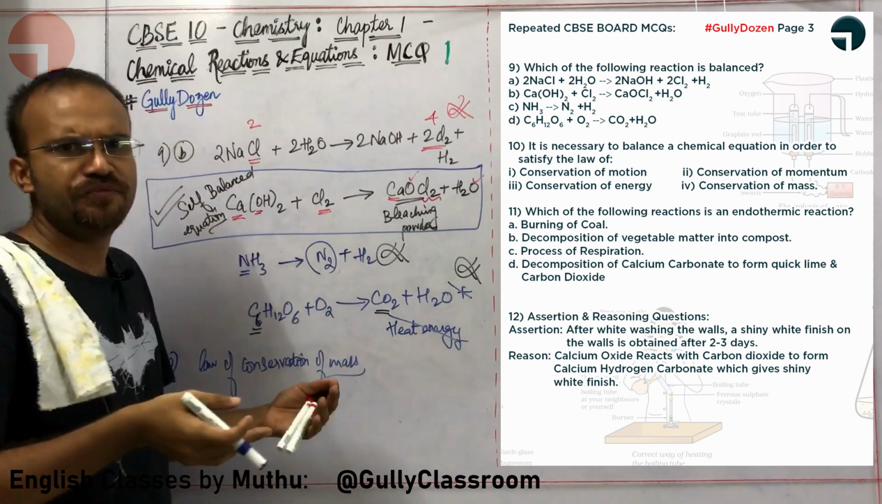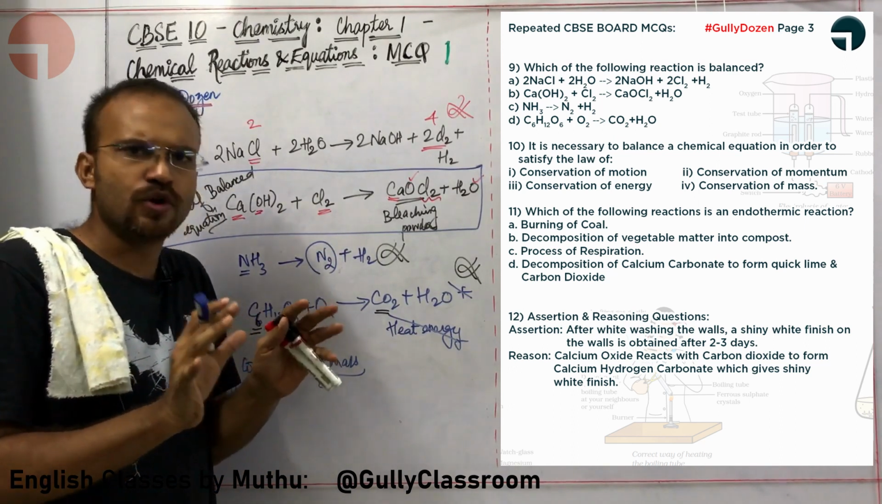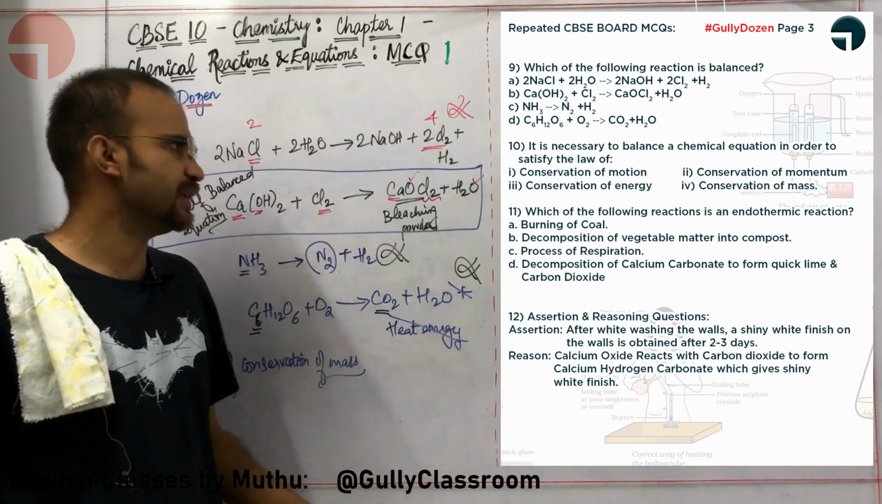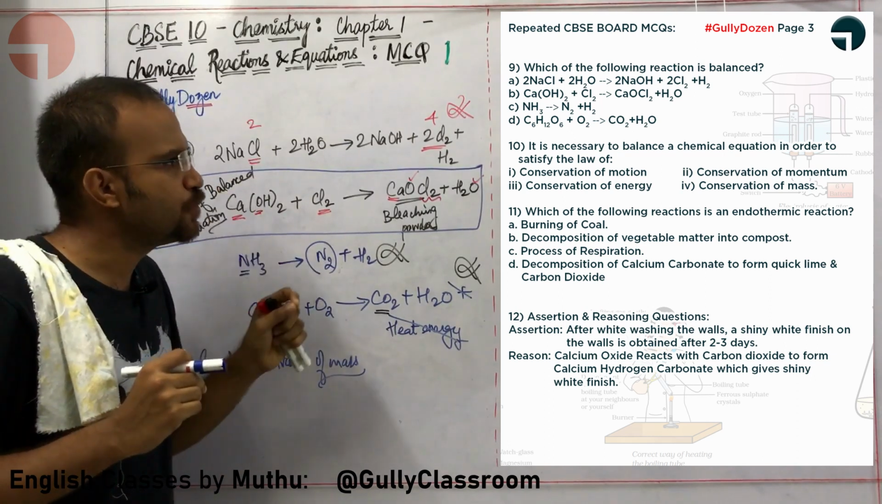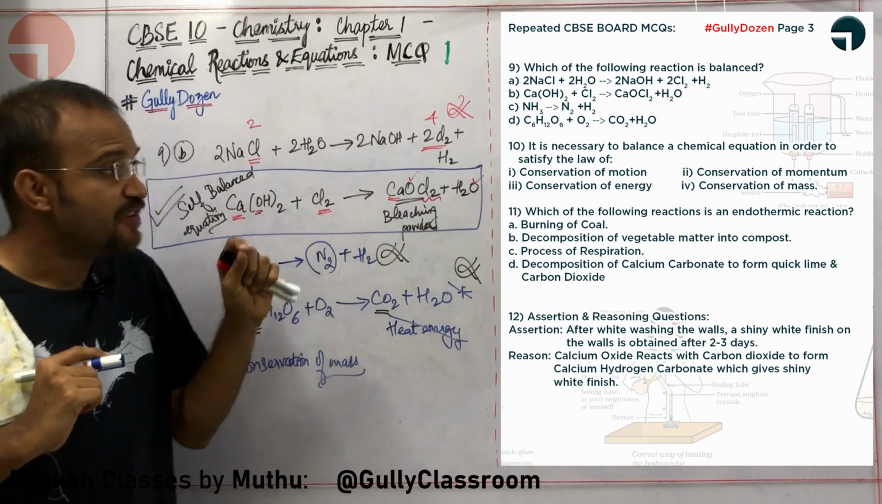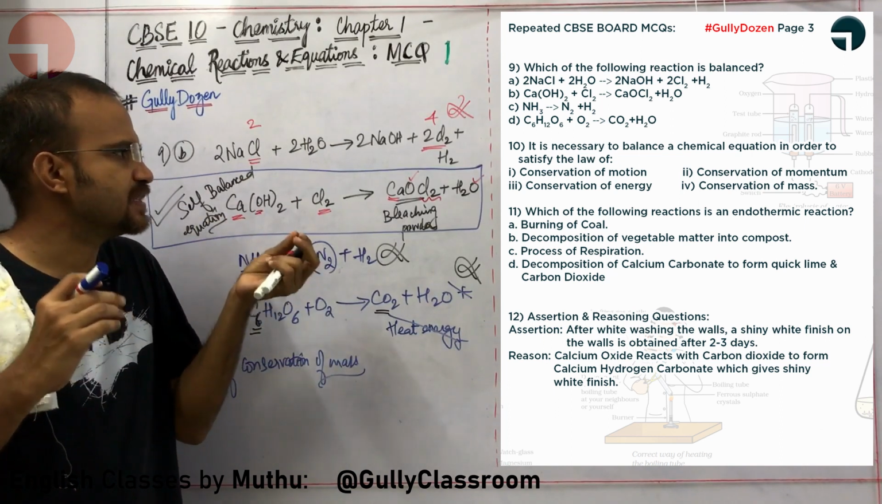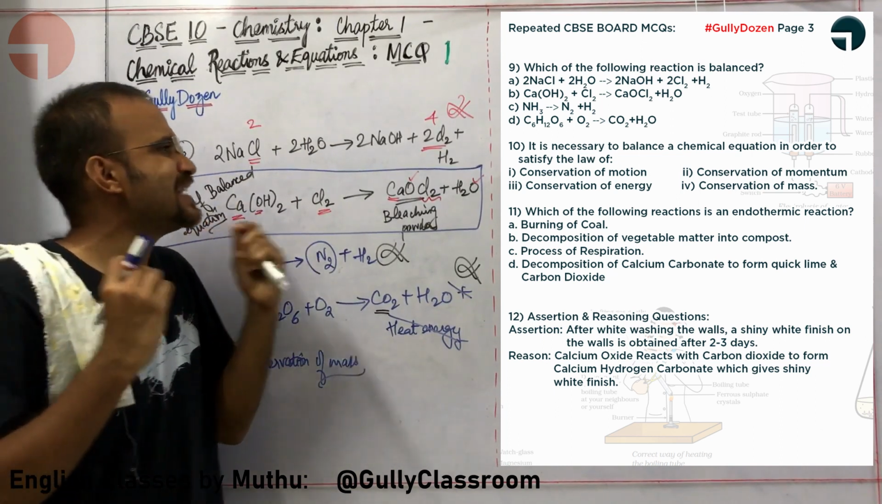Burning of coal. Obviously, if you are going to burn coal, you are going to get heat, so it is an exothermic reaction. Let us go for the next one. Decomposition of vegetable matter into compost. When vegetable matter is getting converted into compost, fermentation is happening.